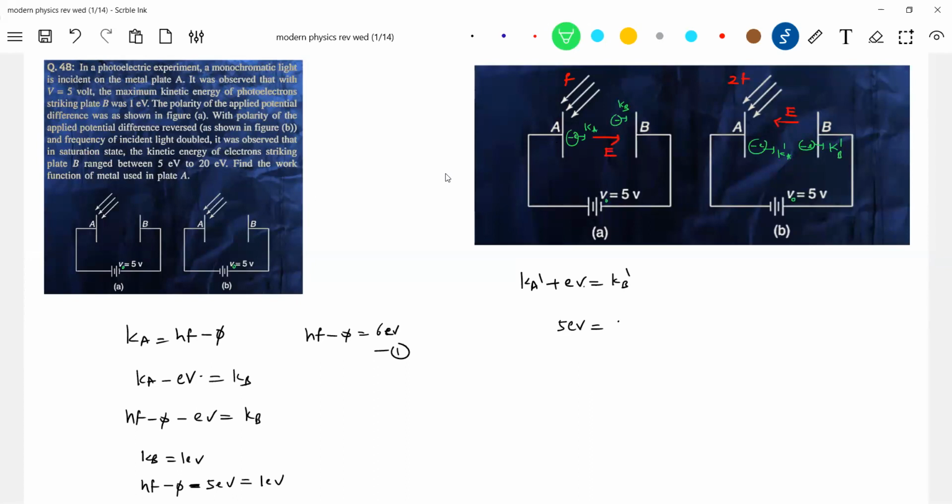Some of you are asking, okay, no problem. It is E V naught. After substituting E V naught, 5 electron volt, it will become this. This will be Ka dash. If Kb dash is equal to 5 electron volt, what will be Ka dash? One possibility, it will be 0. Then it can also happen that Ka double dash plus E V naught equals Kb double dash. This should be equal to 20 electron volt.